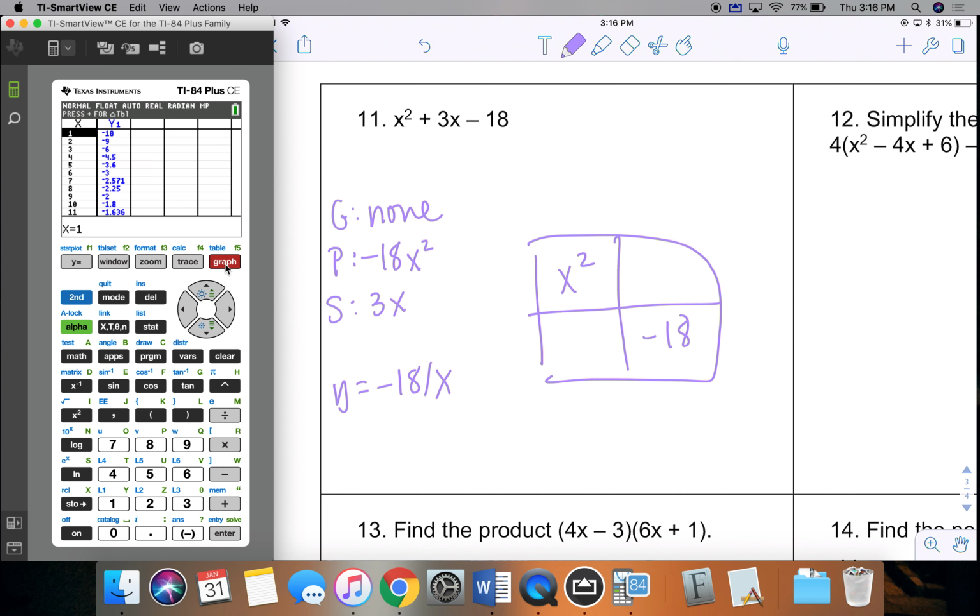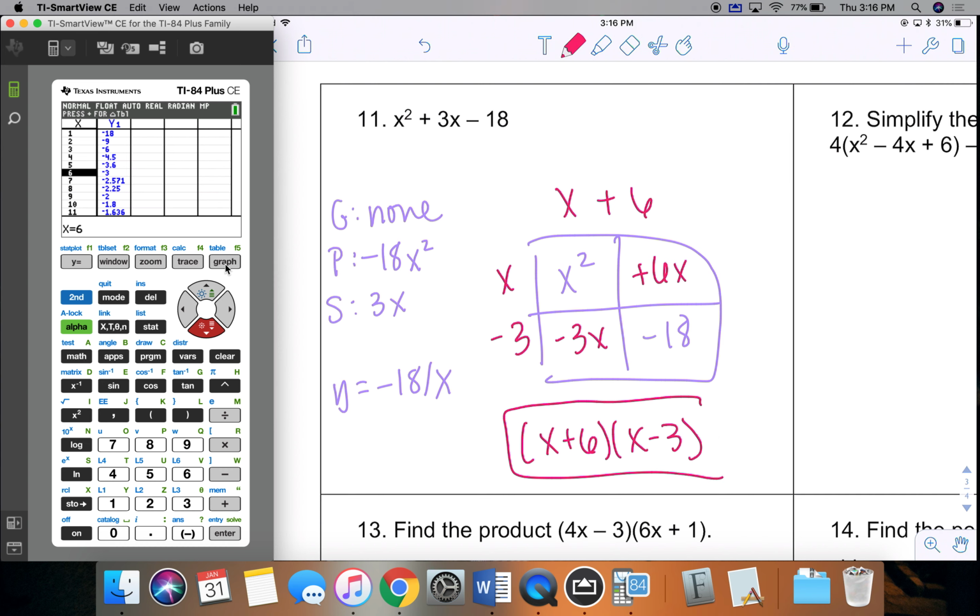So 1 minus 18 is -17, 2 minus 9 is -7, 3 minus 6 is negative 3, but I need positive. Oh, 6 minus 3. So I have a 6 and a minus 3. And then when I take out my GCFs, they will be x plus 6 and x minus 3. This is one of those faster ones because anytime you have just an x squared, the factors you take out and put into your box are the exact same answers as your factors.